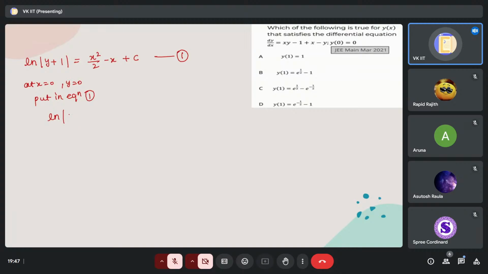So therefore the equation of the curve will become, however in this question the curve is not mentioned, so we should not write it. We can simply say that the equation will become.